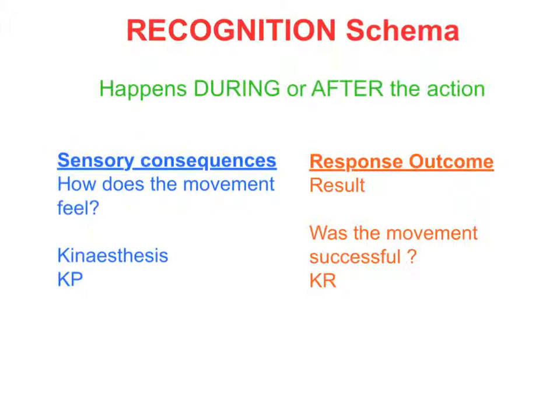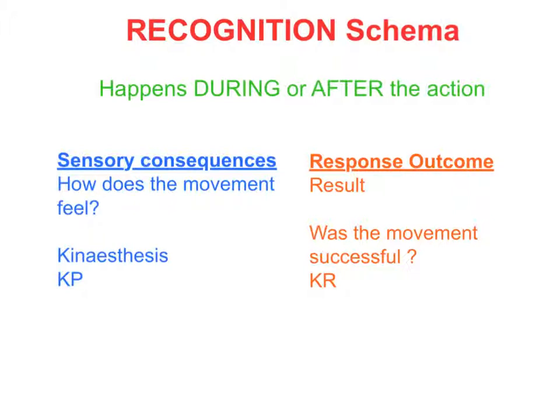Now the main form of sensory consequences is the kinesthesis. So how did the movement feel? I get a sense of that fairly quickly myself, and that's likely to come intrinsically. So this is my knowledge of performance around how well the movement actually felt and what it was like. If I was going to catch that cricket ball, I will get a good sense of how the ball felt as it hit my hand.